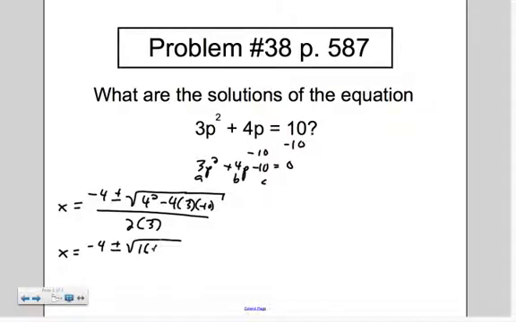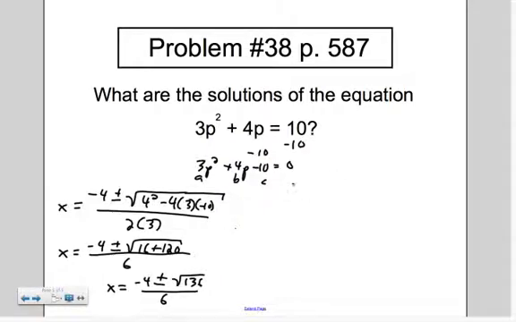Negative times negative is a positive. 12 times 10 is 120. And this is 6. So x equals negative 4 plus or minus the square root of 136 divided by 6.